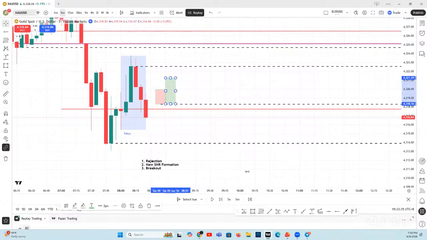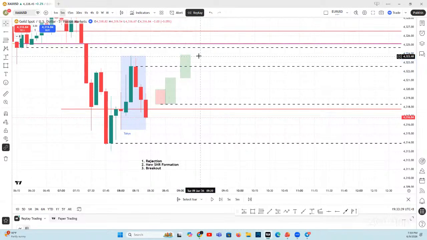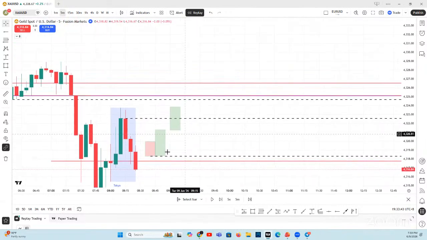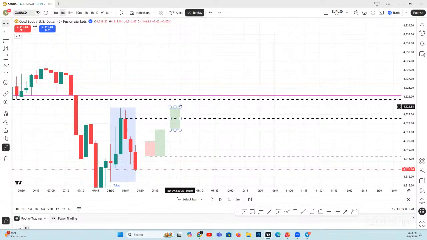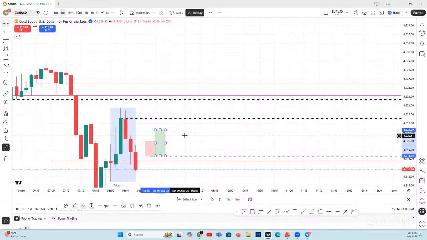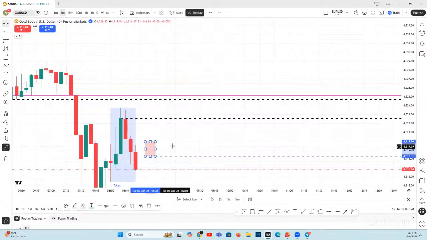Maybe a new candle like this, a new green candle to the upside. Once you have this, guys, best believe, rejection of the higher time frame, new SNR, breakout, gold will fly now to the moon. So, having said that, let's see what happened this morning.